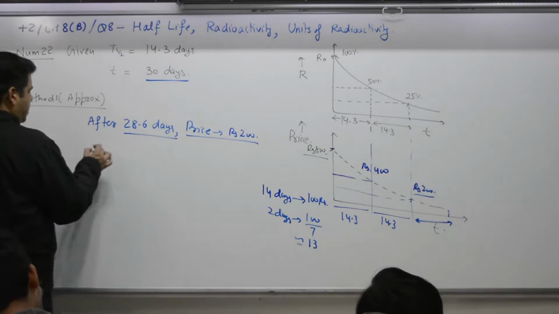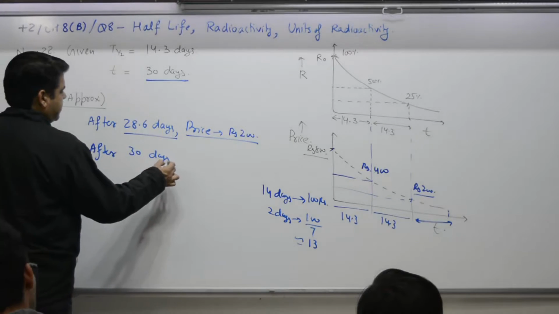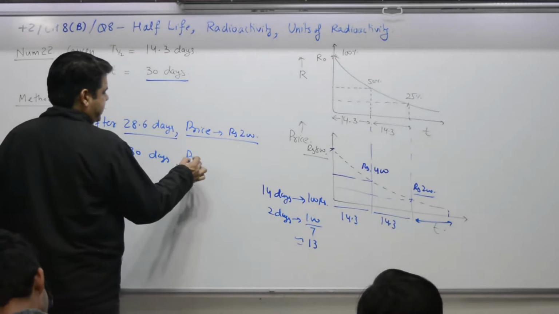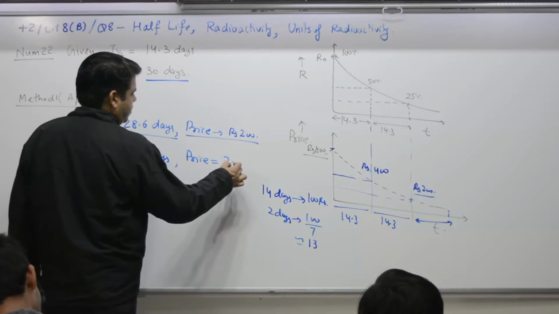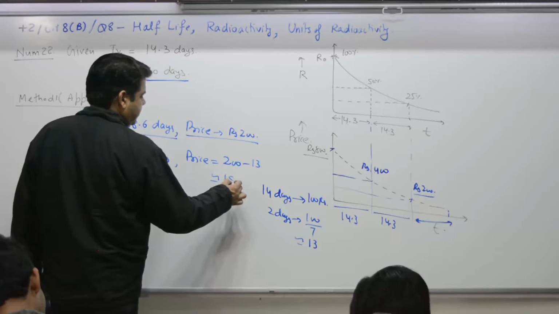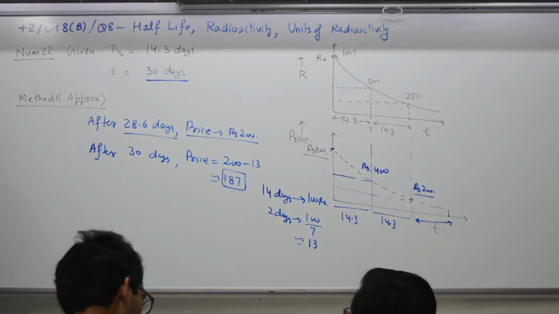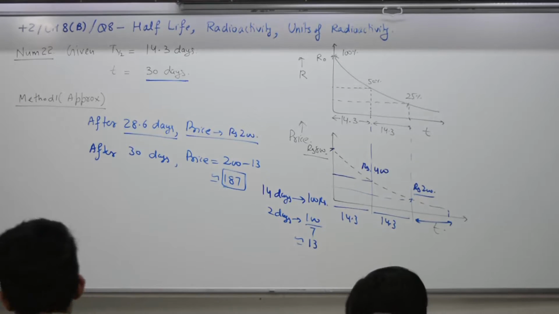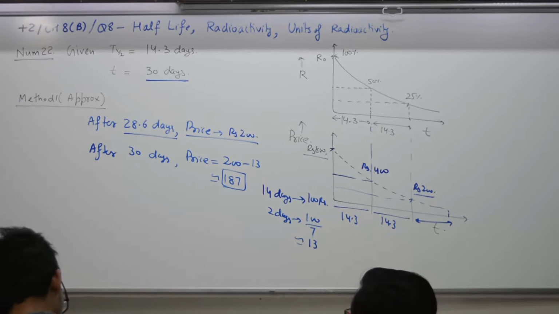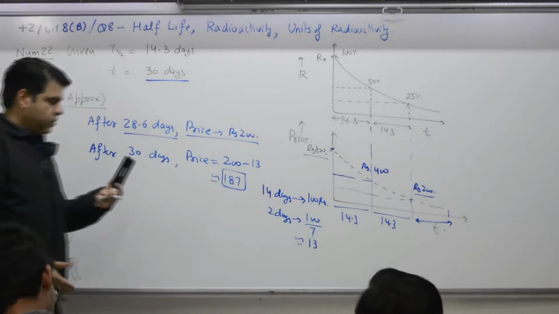So after 30 days, what is the price? 200 minus 13, approximately 187. This is by approximate analysis. The exact answer is what? 182. Why is there an error? Because during this part, you are taking some approximate analysis.